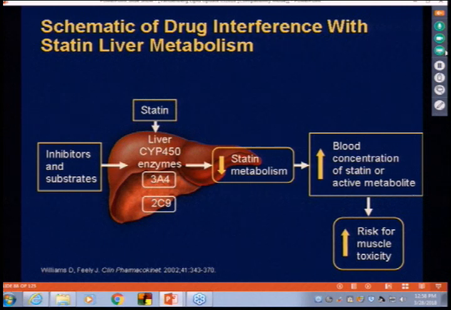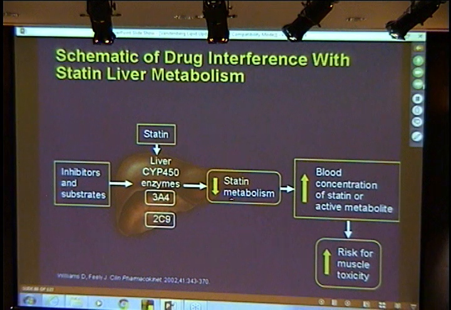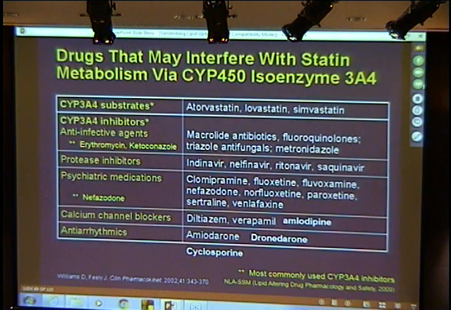So this is basically what happens when you have drugs that interact with the cytochrome system. If you take a statin and another drug that interacts with the cytochrome system, you have decreased statin metabolism and the blood concentration goes up. That's pretty straightforward. And lots of medicines, there's a list. There's actually an app that I'll tell you about for statin intolerance that makes it real easy. You just click all the drugs that the patient's on and it'll tell you. But these are basically the groups.